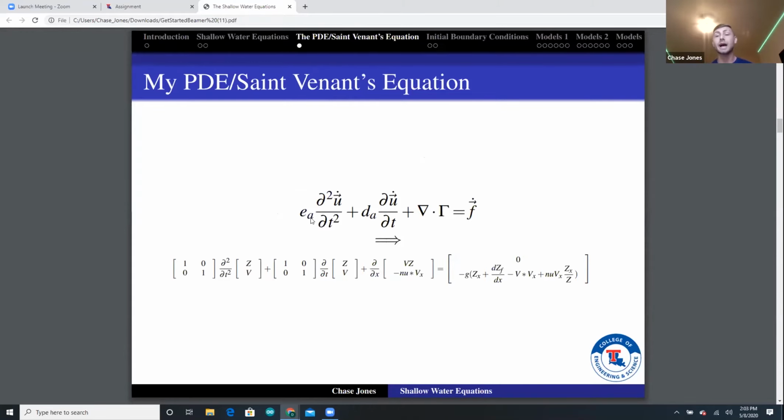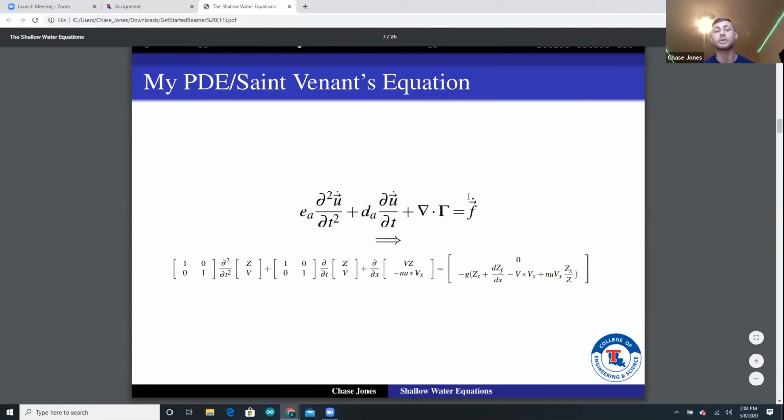The equation that I focused on is this equation, which is the derivation of one of the St. Venant equations. There are two primary St. Venant equations, but this is the one that I'm focusing on in particular. I've also rewritten it in matrix form so we can see its results after coupling.